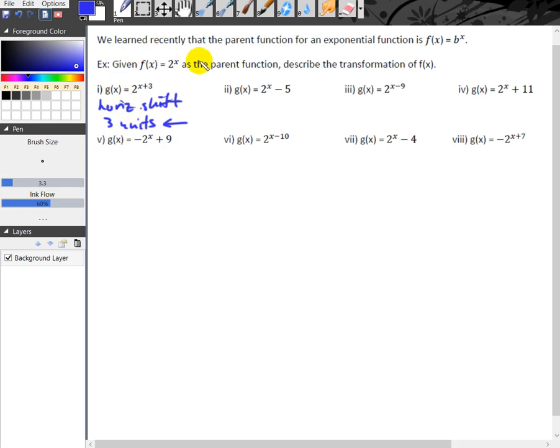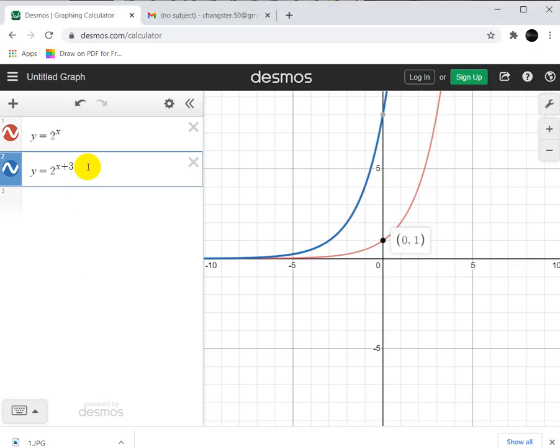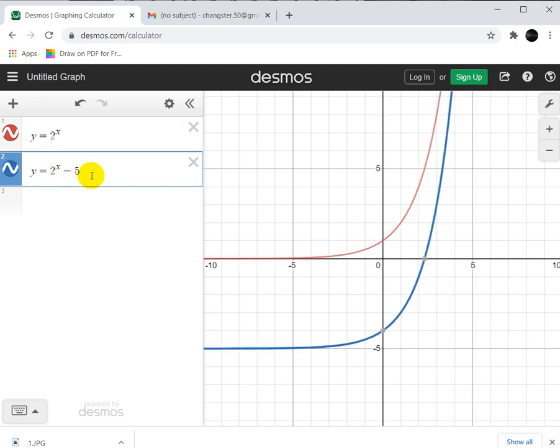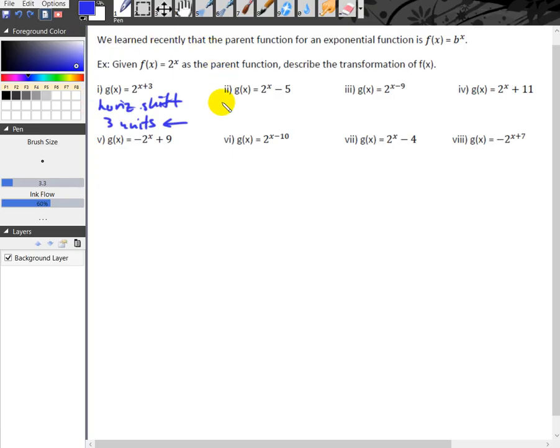Let's look at this one. We have a minus 5 on the outside. We can do the same thing: if I change it into a minus 5, we're not manipulating the x's this time. As you can see, if I compare these, the y-intercept is shifted 5 units down. So this is a vertical shift, 5 units down.